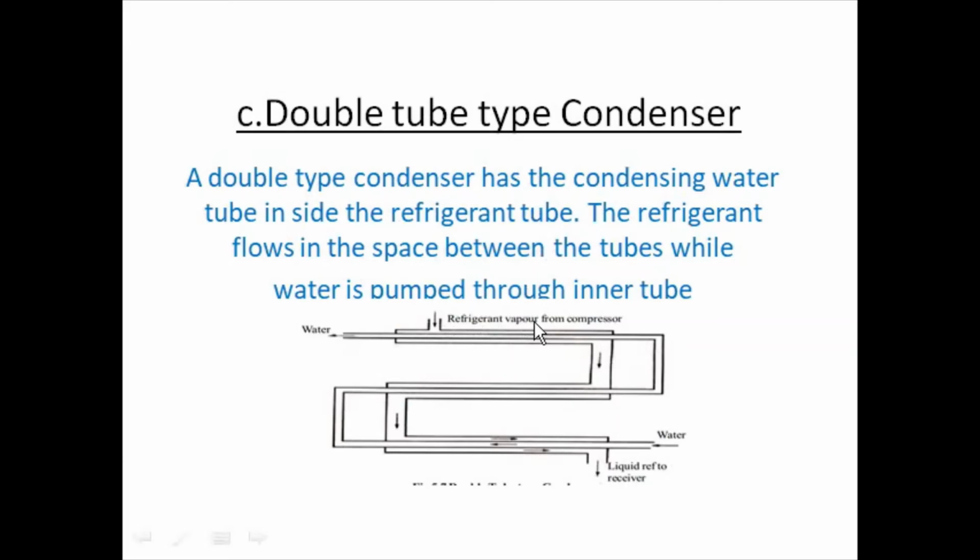As you see, it is a tube. In the tube here we have refrigerant vapor from the compressor, and also liquid refrigerant to the receiver. This is from the compressor, after the compressor reaching the condenser, and then from the condenser to the receiver. I think you understand this very well because, in simple words, it is a tube in tube. There is a big tube, and inside the tube there is another tube which will provide the condensation required for the condenser.